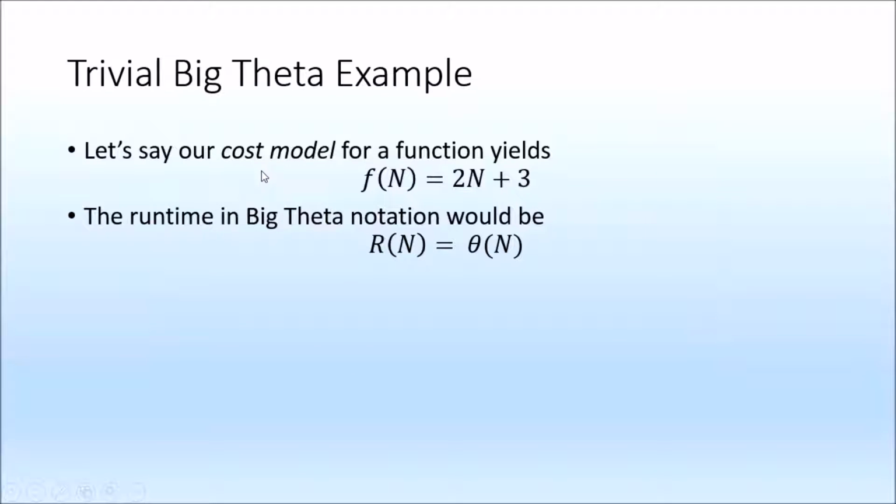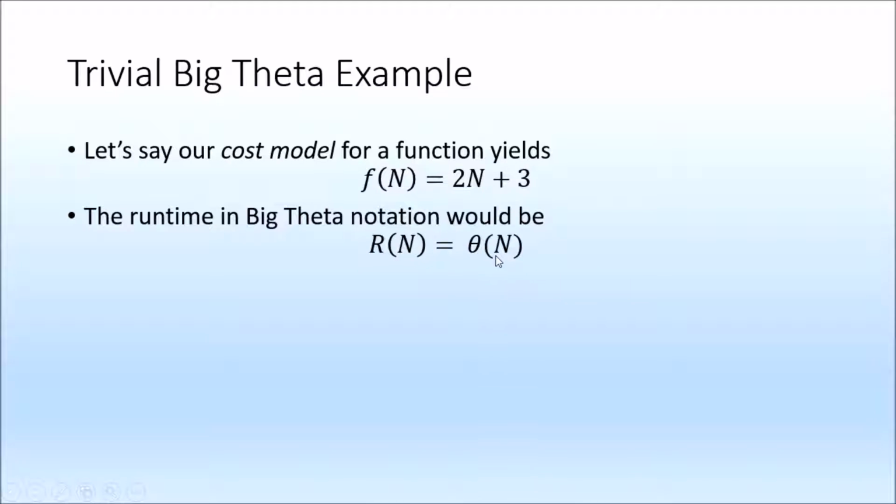Alright, so let's look at a trivial big data example. Let's say we had a cost model, and the function showed that the cost model resulted in operations of 2n plus 3 as a function of n. So what this means is that the runtime of this in big theta notation is theta of n. Now why is this true?